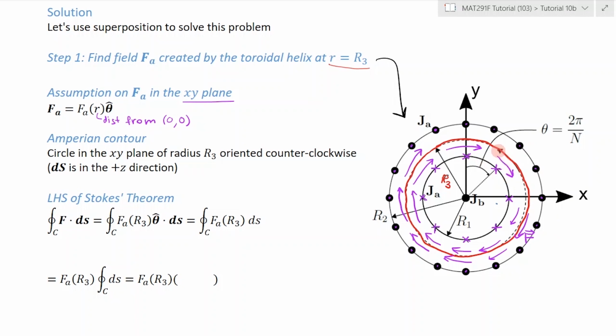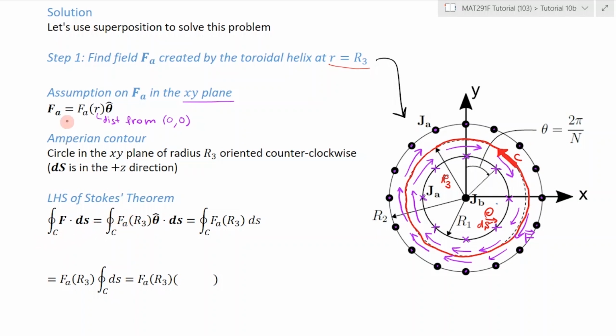Let's make the orientation counterclockwise, but it's actually completely up to you whether you want it clockwise or counterclockwise. As long as you're consistent, everything is fine. So let's make it this way. Then ds is going to be out of the page. The left-hand side of Stokes' theorem is this contour integral of the field.